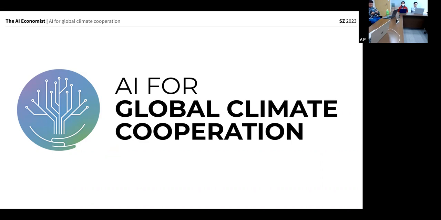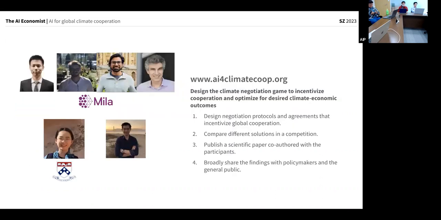What we came up with a while ago is AI for Global Climate Cooperation. This is a project I'm organizing together with some people from Mila and Lou, who's at UPenn. At Mila, we have Yoshua Bengio and a bunch of the students. The challenge here is to design a climate negotiation game to incentivize cooperation, and to optimize climate policies for a set of outcomes that we want to achieve. We set up this competition, we built a simulation, we calibrated it to real-world data, and anyone can participate. You can implement your own negotiation protocol and then use the whole machinery that I described so far to convince people that your negotiation game is realistic and is something that we should really use in the real world.